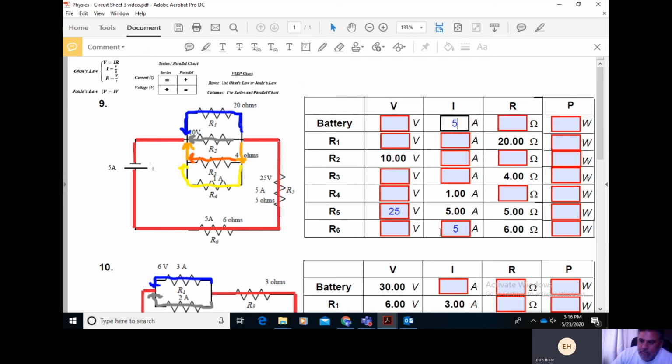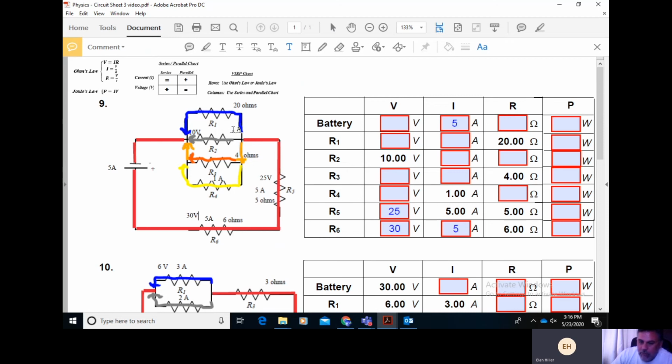Well, then, let me see. We can do Ohm's law on resistor number 6. 5 amps times 6 ohms is 30 volts. So there is a voltage drop of 30 volts of potential across resistor number 6. Okay, so whatever the total voltage is, we're going to be subtracting 30 volts across here. We'll be subtracting another 25 volts across here.